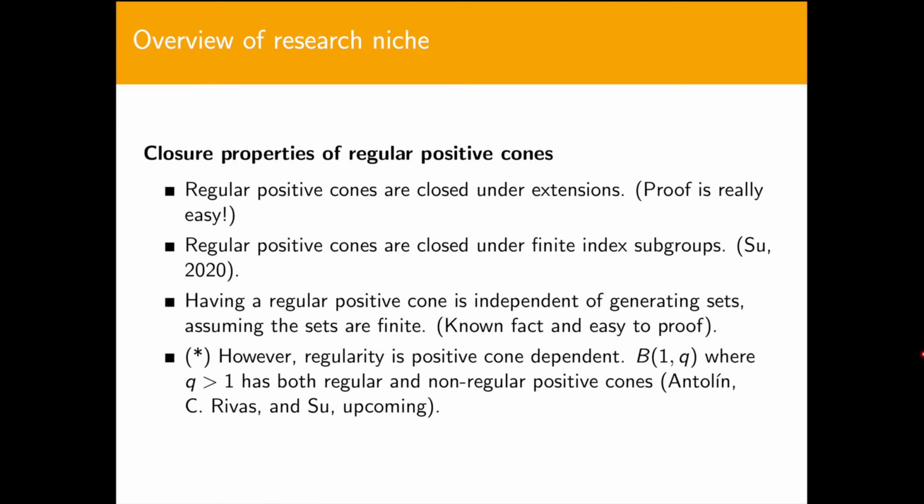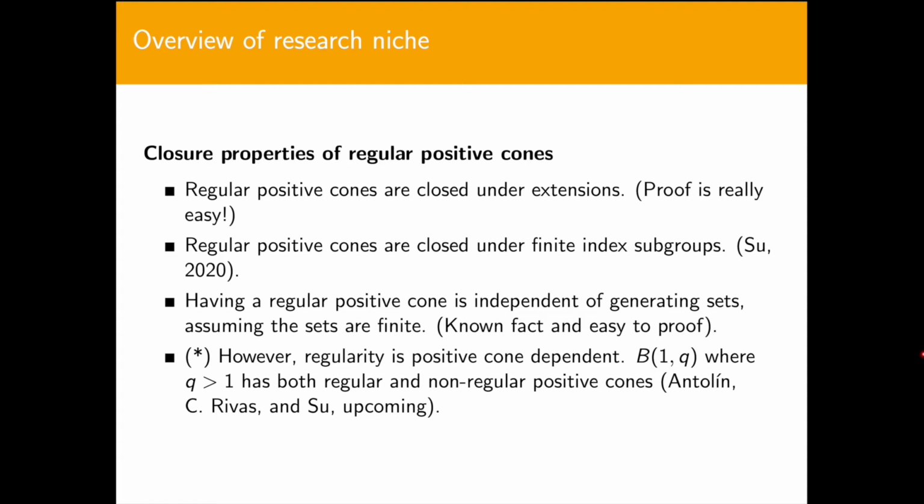So now let's overview our research niche. Let's first look at closure properties of regular positive cones and some results. So first of all, regular positive cones are preserved under extensions. The proof is really easy and basically what we saw with the positive cone for Z squared. Second, regular positive cones are also preserved under finite index subgroups, as we wanted. This is a proof in my first paper. And well, the proof is not as easy, but doable.